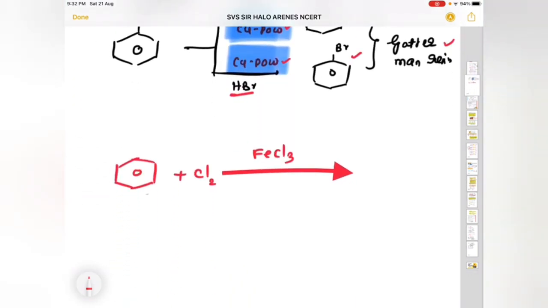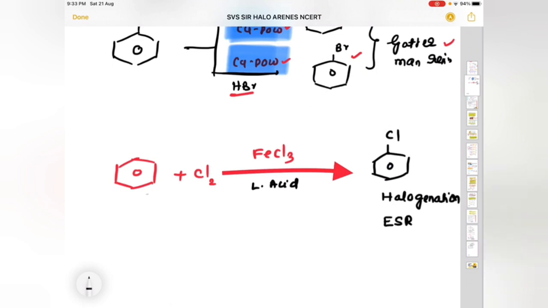And we studied in first year: benzene reaction with chlorine in presence of FeCl3. FeCl3 is acting like a Lewis acid. So we are getting chlorobenzene. The name of the reaction generally we are calling halogenation. This is an example of electrophilic substitution reaction, and the electrophile is Cl+. So this is very, very important.